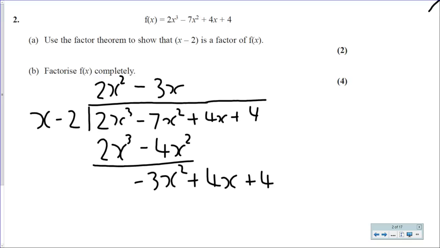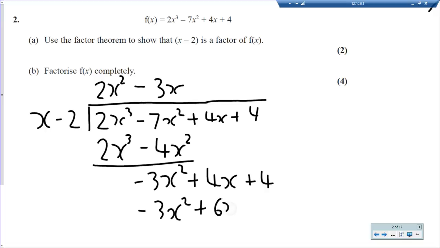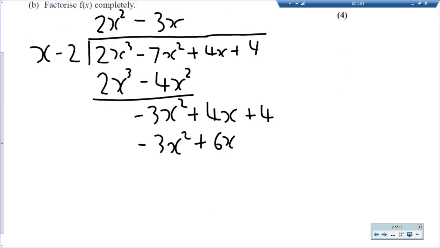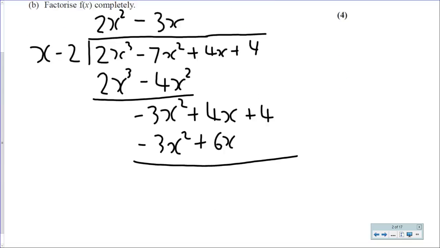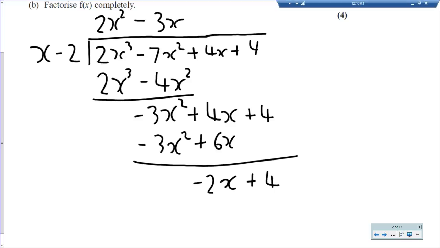And then multiply that by the x minus 2. And then we're going to take away. So minus 3x squared take away minus 3x squared, they're just going to go. 4x minus 6x is minus 2x. You want to make sure that you're careful here with your positives and negatives. Then just bring down your 4.